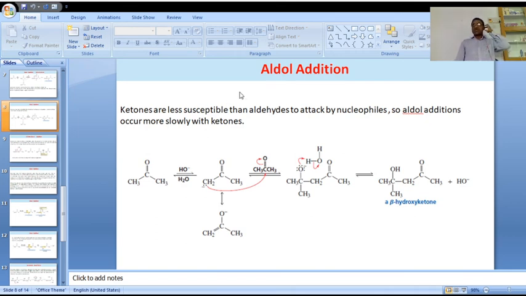This is about the ketone starting material. We are using a ketone starting material to form the aldol addition product, but these ketones are less susceptible than aldehydes to attack by nucleophiles. Is it clear, all of you? Okay.